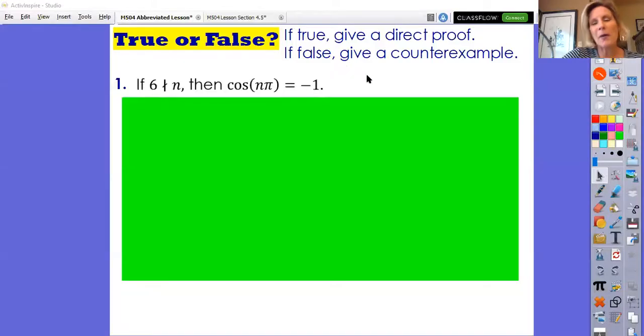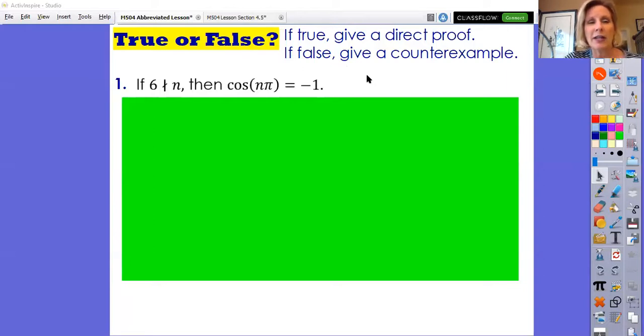Let's take what we know about the quotient-remainder theorem and do some true-false questions. Now, if you get a true answer, I want you to prove it using a direct proof, and that gives us good review. If you get an answer that's false, I want you to give me a counterexample to negate the original statement. So our first practice problem.